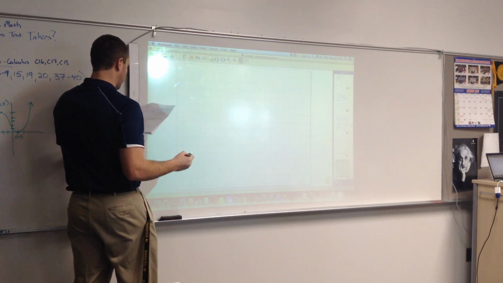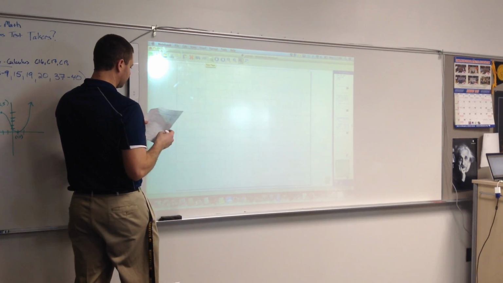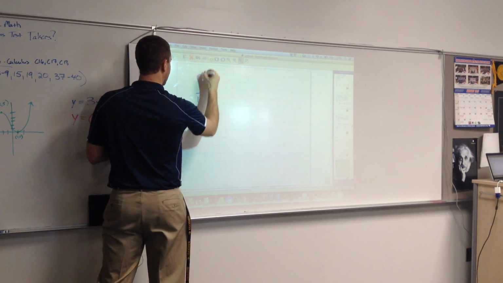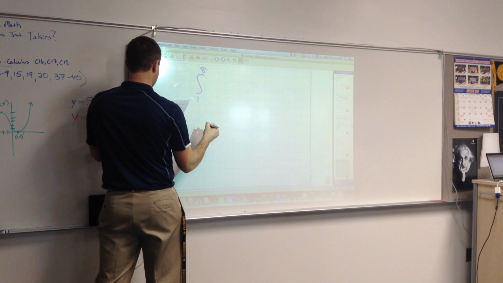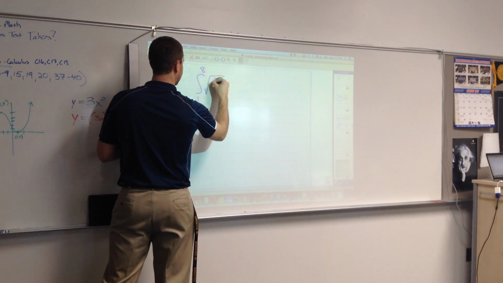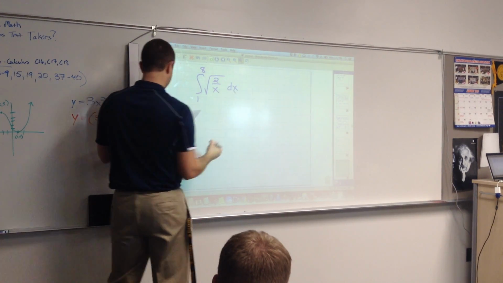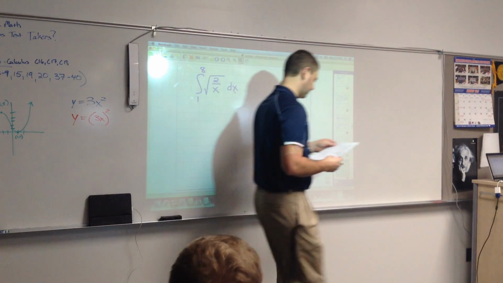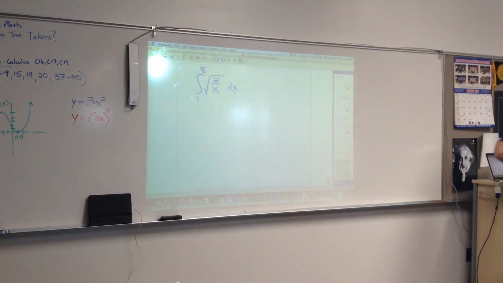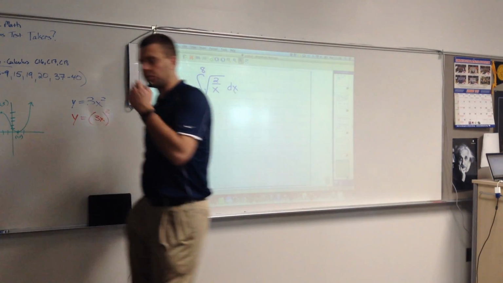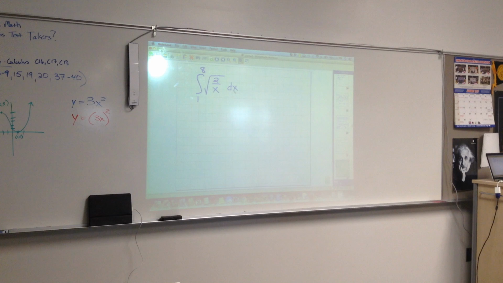Let's do one more just for the heck of it. It's actually one off your practice. Find the area under the curve from 1 to 8 of the square root of 2 over x.